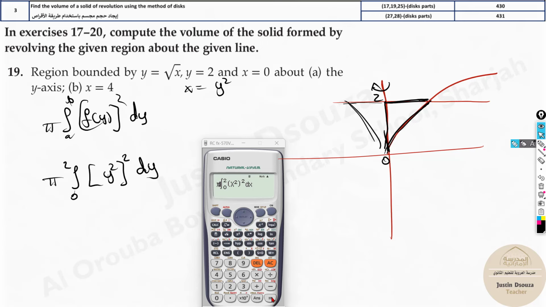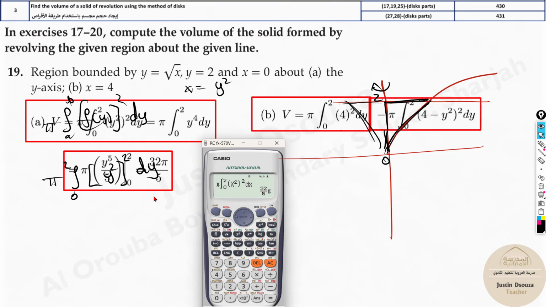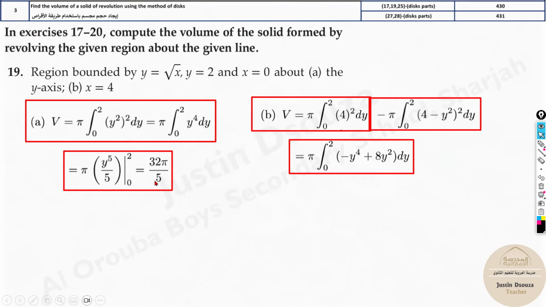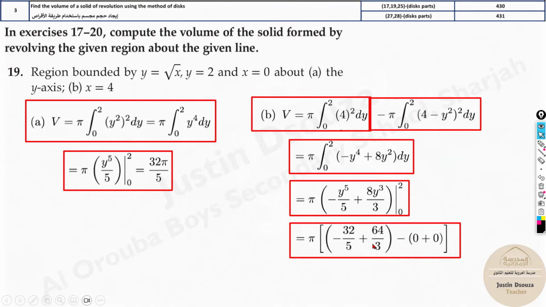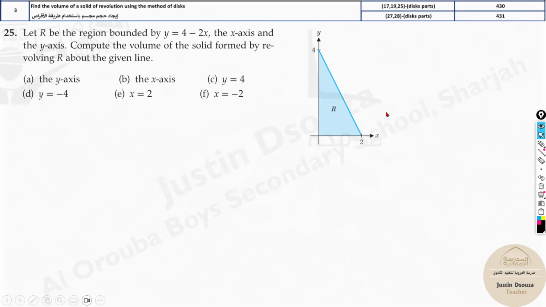So I put it in the calculator. This is the answer. It's 32 by 5 pi, or 20.1. So you can see 32 by 5 pi is the answer here. That's it. And this is by the method of washers, which is already done in question 17.